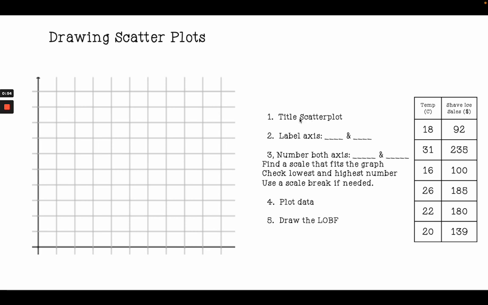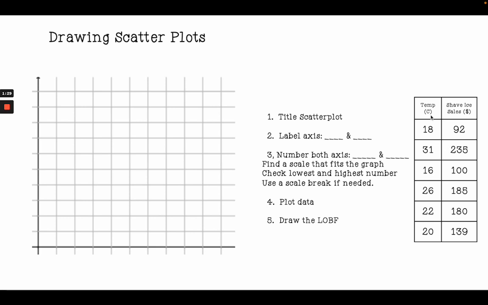So step 1, we're first going to title the scatter plot. When you are given data, you may not be given context. You usually will be given context, like a story that says Kaimana is selling shave ice and is analyzing his shave ice sales depending on what the temperature is outside. And so if you're given context, great. If you're not given context, you just have to go straight off of the data that you are given and create a title from that.